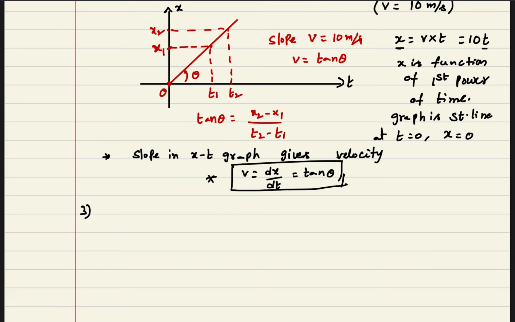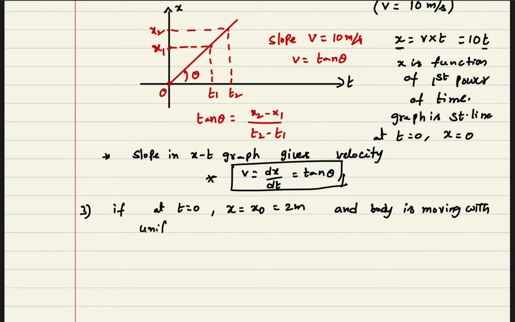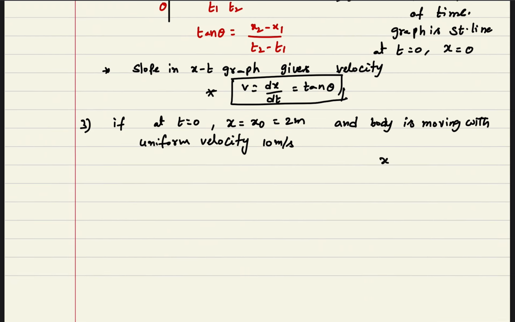Next graph. If at t equal to 0, x is equal to x naught, let us consider that value is 2 meters, and the body is moving with uniform velocity. Let us consider that velocity is 10 meter per second.